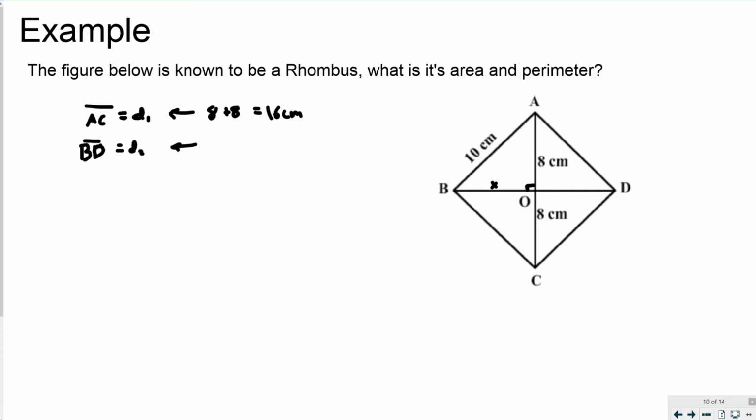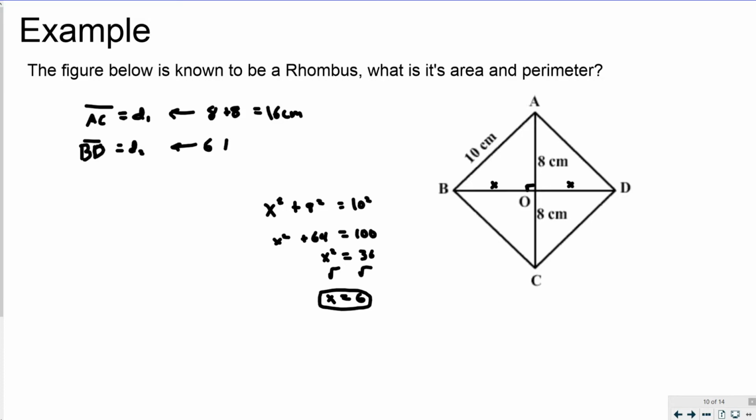So what I can do is use the Pythagorean theorem here again. So x squared plus 8 squared equals 10 squared. So x squared plus 64 equals 100. So x squared equals 36. You take the square root of both sides. So x equals 6, which means if this is x here, that's x there. So finding BD would be 6 plus 6, or 12 centimeters.